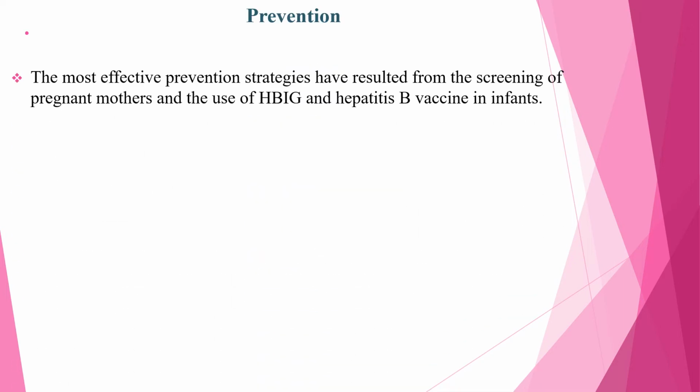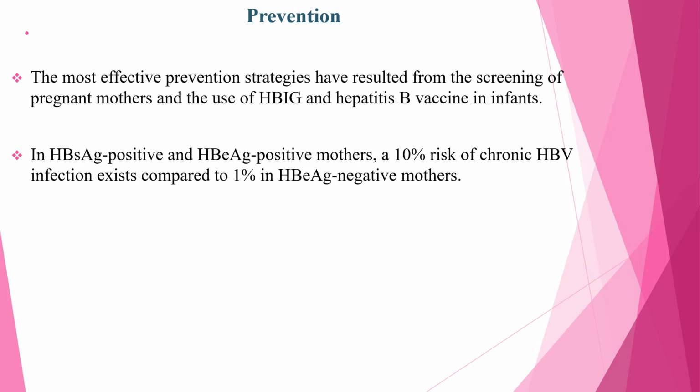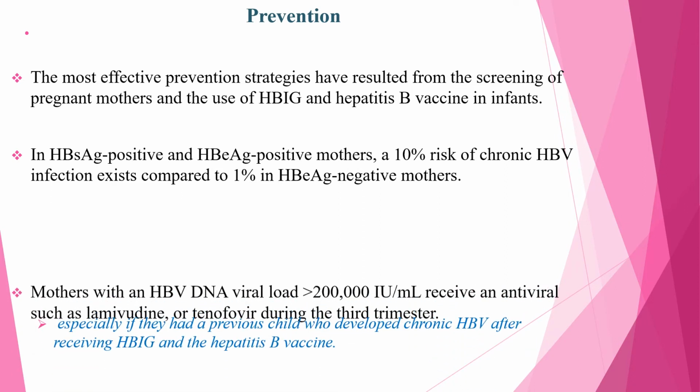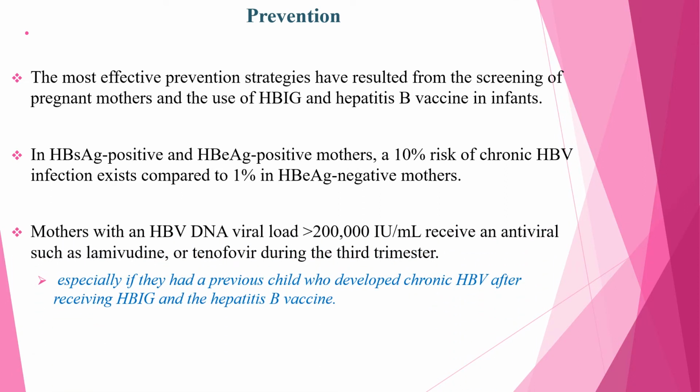Regarding prevention of hepatitis B, the most effective preventive strategies have resulted from the screening of pregnant mothers and the use of hepatitis B immunoglobulin and hepatitis B vaccine in infancy. In hepatitis B surface antigen positive and hepatitis B E antigen positive mothers, a 10% risk of chronic hepatitis B virus infection exists compared to 1% in hepatitis B E antigen negative mothers. Mothers with a hepatitis B virus DNA viral load more than 200,000 receive an antiviral such as lamivudine or tenofovir during the third trimester, especially if they had a previous child who developed chronic hepatitis B virus after receiving appropriate prophylaxis.